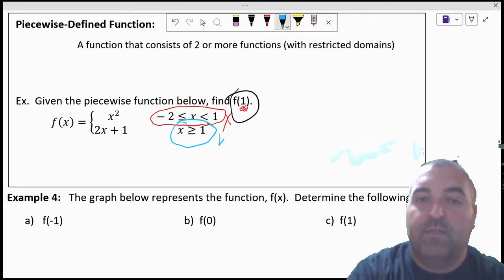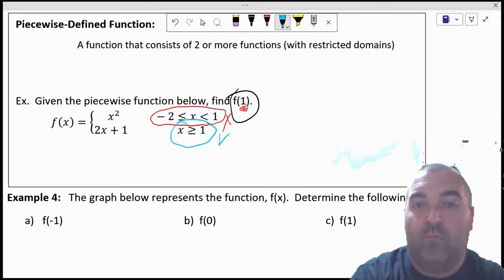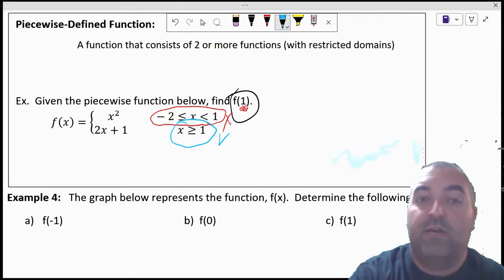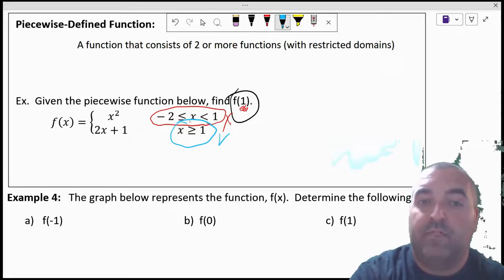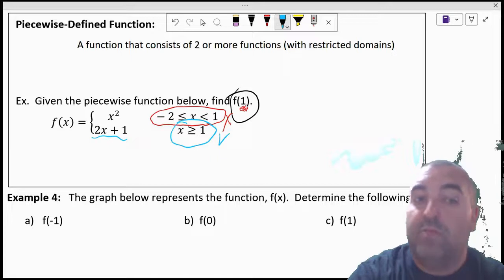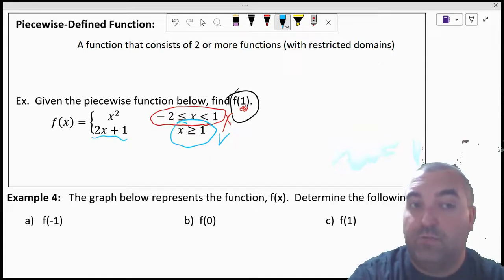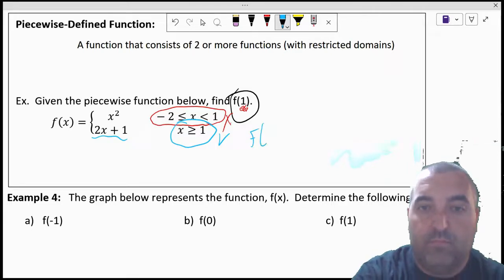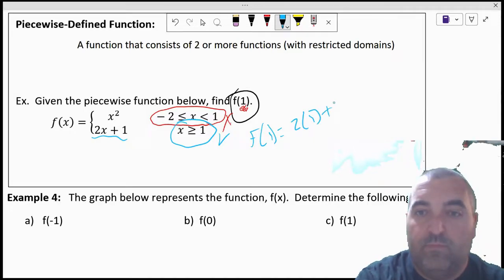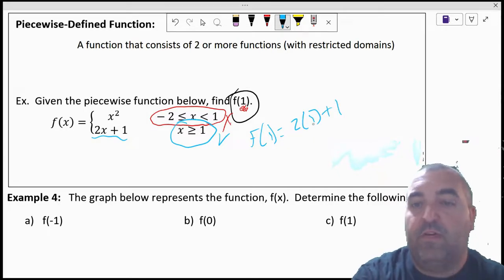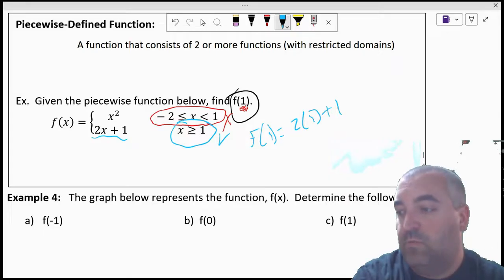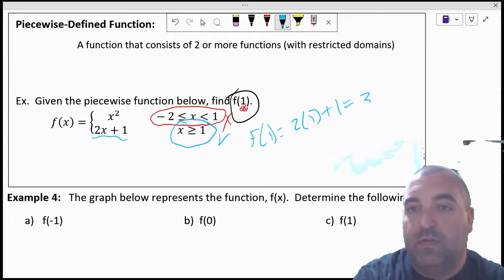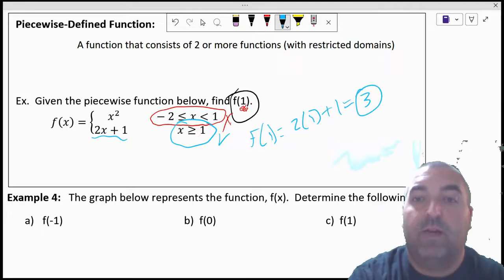So that means our 1 is in this restricted domain, which then means, okay, it's in the second one, which means I only substitute it into the second equation, and then I go ahead and do my simplifying. So I'm going to replace the x with 1: 2 times 1 plus 1. Simplify: 2 times 1 is 2, plus 1 is 3, and there is my answer.